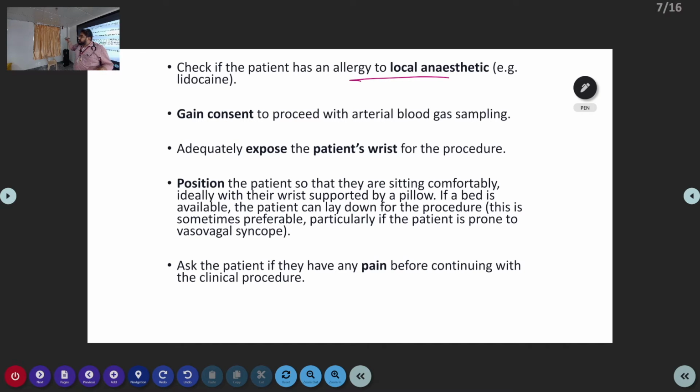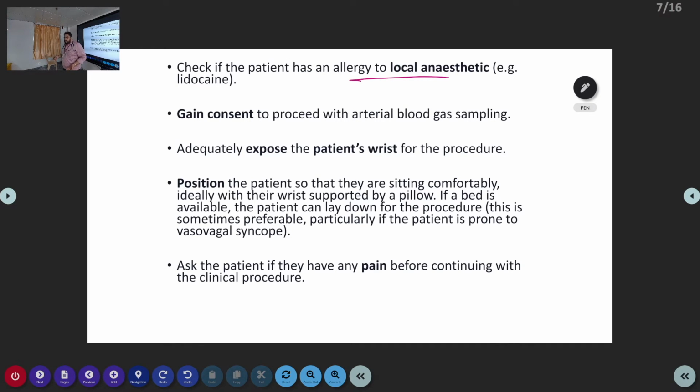But if it is for an invasive procedure, where you are going to put a catheter or an arterial line, at that time you can ask for a written consent. But routinely, you just need to inform the patient and gain consent from the patient that, okay, you can proceed with the procedure. So you have to take consent, and most importantly, you have to position the patient. Suppose the patient is sitting down or lying down, we have to make sure that he is comfortable.